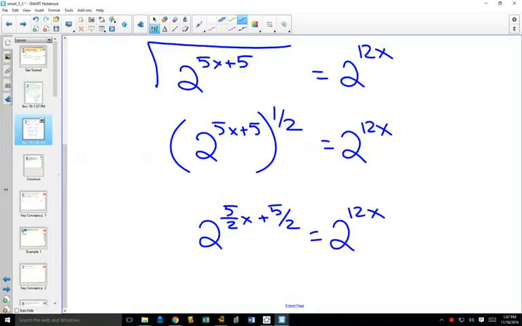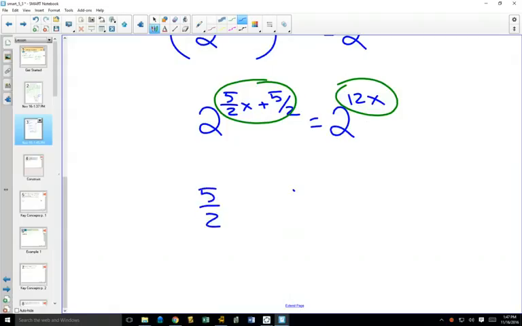And in solving these questions without our calculator, this is our first goal. Can we use our exponent laws to manipulate things so that we get the same base on both sides? Because once we get the same base on both sides, whatever's the exponent on this side has to equal the exponent on that side. And now you can just solve that question of what's inside those green circles. 5 over 2 x plus 5 over 2 has to equal 12x. And you just have to solve this. I would probably get rid of my fractions by multiplying everything by 2.